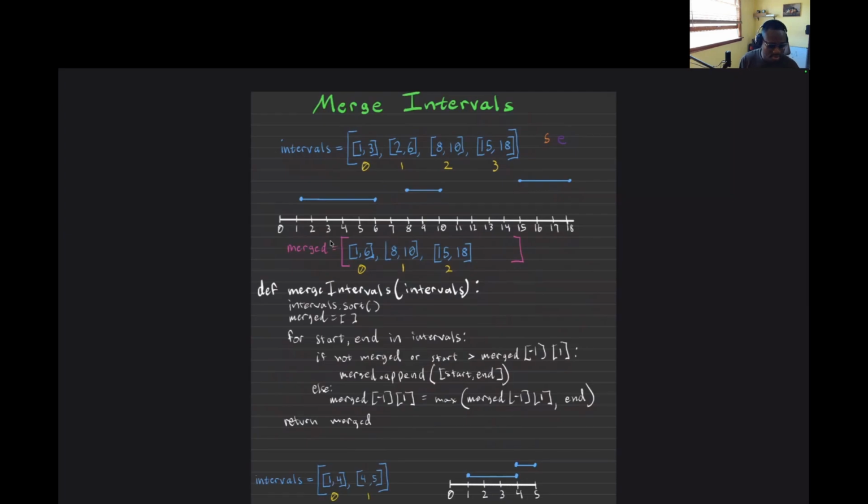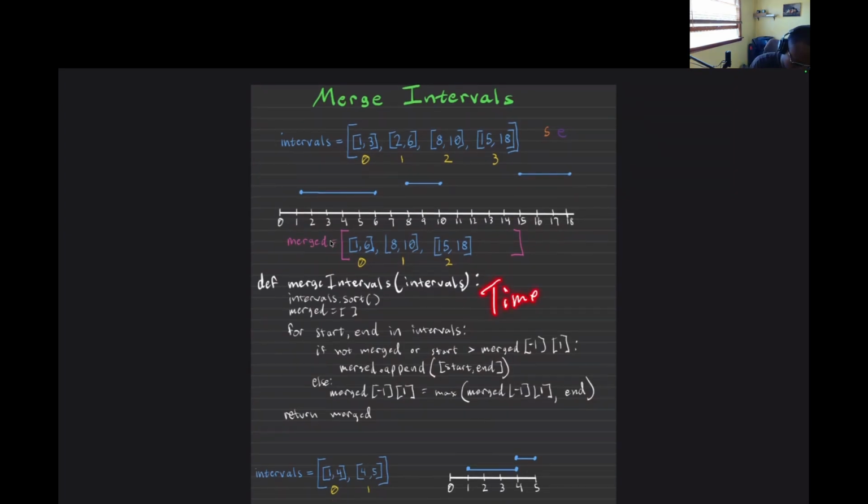Okay, so the time for this is equal to big O of n log n, simply because of this sort right here. And then now the space is equal to big O of n, right? Because imagine if there's no overlaps, like everything is clean, then our merged output will be the same size of our given intervals, right?